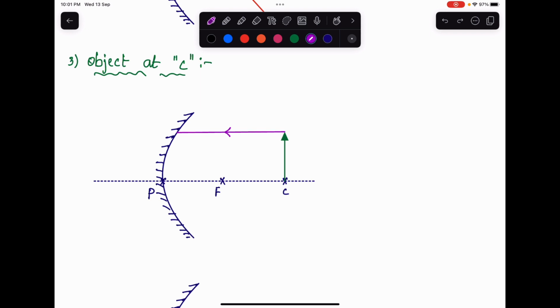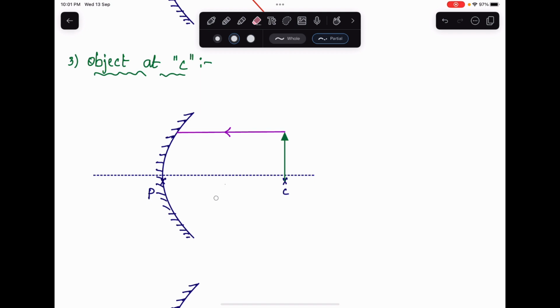Is that clear, all of you? For such things, I would like to take the diagram a little bit up, so that it will be easy for me to do the things carefully and get all the dimensions perfect. So this is the pole, and over here I am taking the center of curvature.